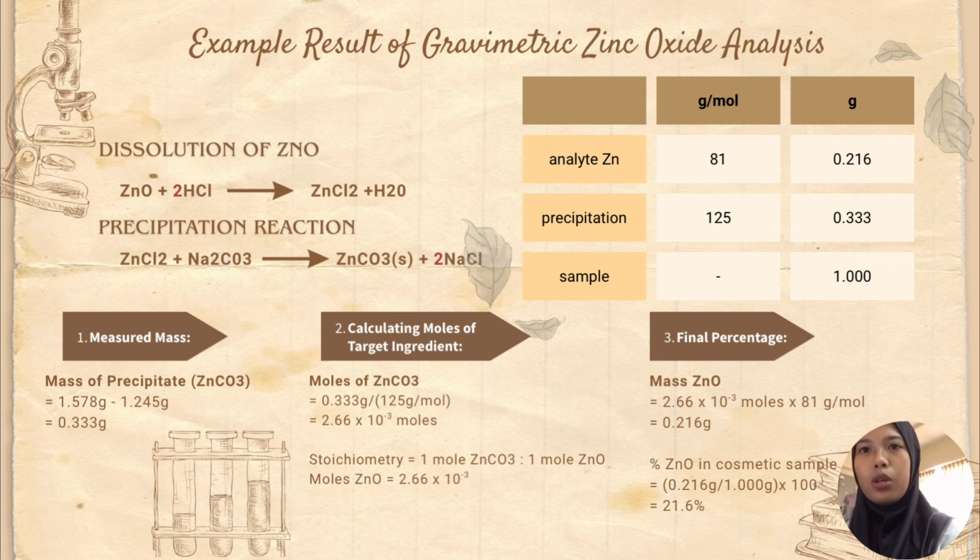Step 3, we convert to the final percentage. We multiply those moles by the molar mass of zinc oxide to find that the absolute mass of zinc oxide in the sample is 0.216 gram. Dividing this by our original 1 gram sample weight and multiplying by 100 gives us our final result, which is 21.6% zinc oxide.